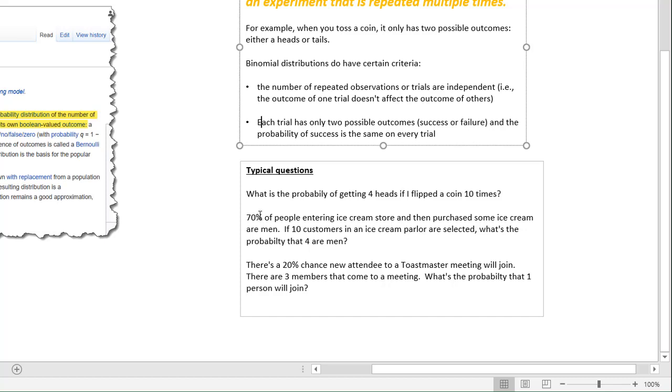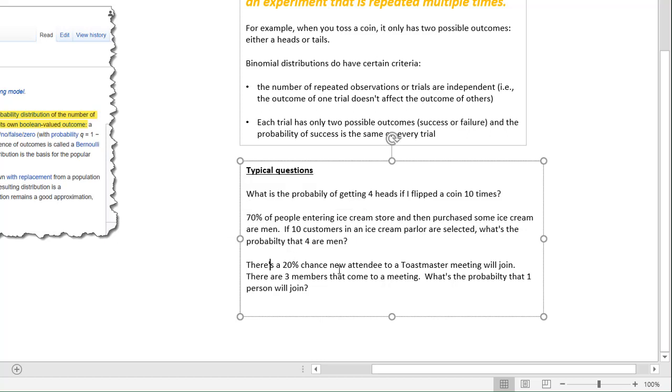Another example could be, let's say 70% of people entering an ice cream store and then purchasing some ice cream are men. If 10 customers are in an ice cream parlor that are selected, what's the probability that 4 are men? So we do have our observations, our trials, that is 10. We have our successes, we're looking for 4 successes, and we have our probability. Now this third one is another typical question we can have.